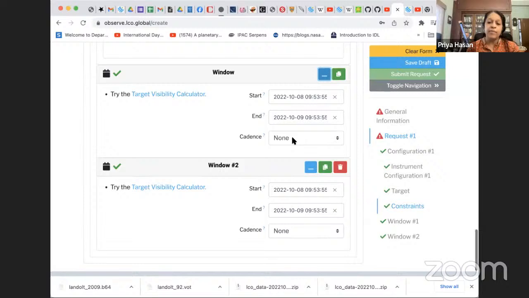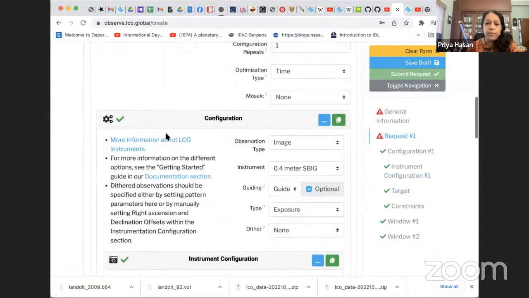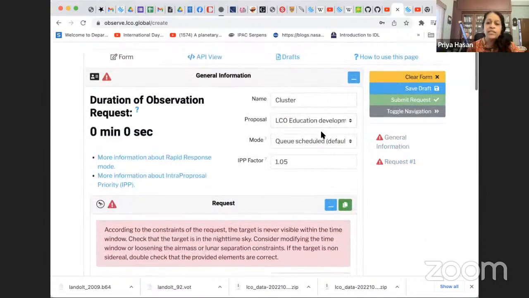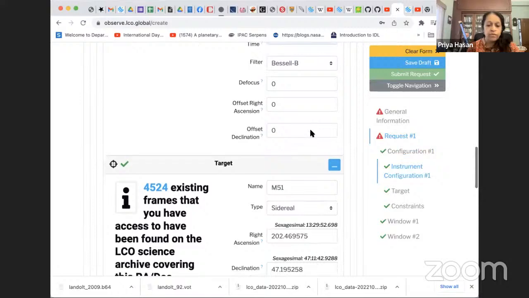Now you can see that there's something called a cadence. That is, supposing you want to actually look at a variable object, you can add a certain cadence and observe it. We will try that out again tomorrow, but I'll just now show you this object. So now we are requesting observations of this object with a certain exposure time using this telescope, right?